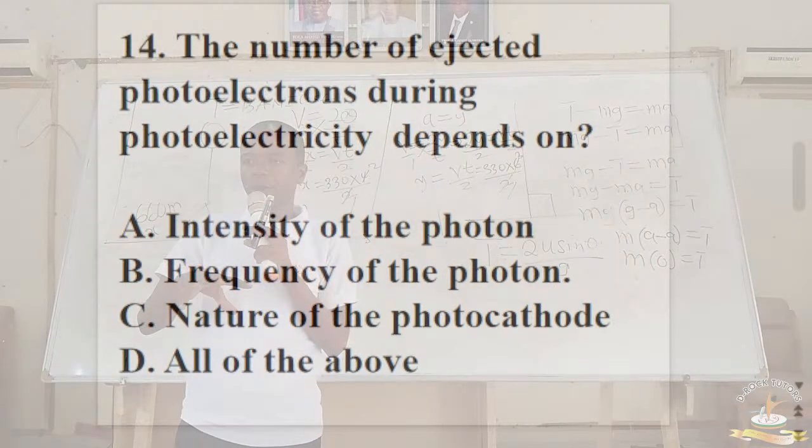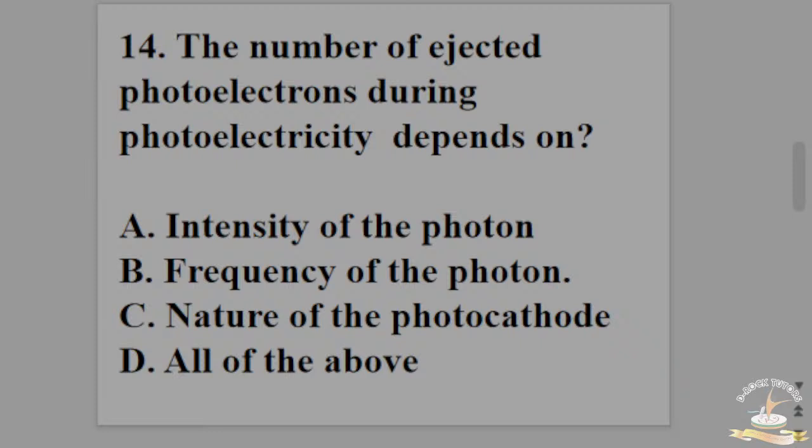If a light of enough energy, called threshold frequency, or of enough energy, called work function, it will be able to eject electrons from the surface of such a metal, and those ejected electrons are called photoelectrons. And the number of the photoelectrons that are ejected depends on only one condition, and that is the intensity of the light or intensity of the photon.